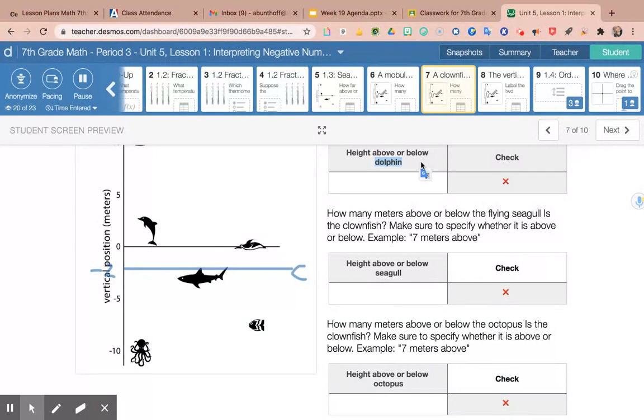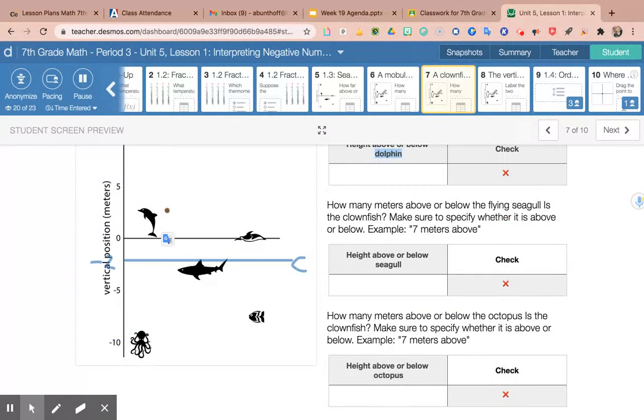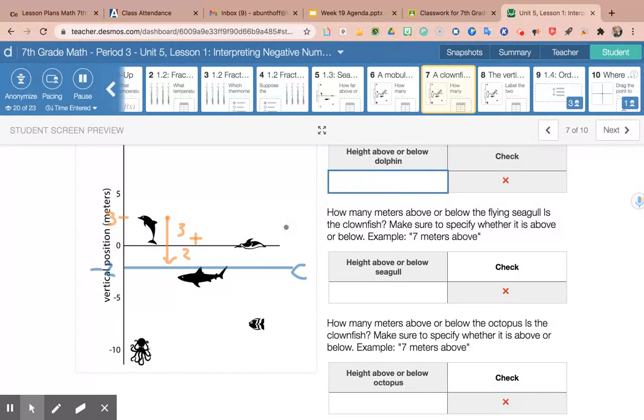Start at the dolphin. So here's the dolphin right here. And it's asking how far away is the clownfish. The clownfish is below. Remember, the dolphin was at 3. So we have 3. From 0 to 3, that's 3. And then from 0 to -2, that's 2. So it is 5. From the dolphin to the clownfish, that's 5 meters below. All right, and make sure you have an S in your meters.